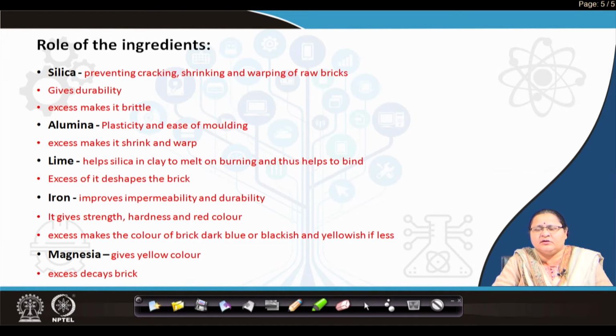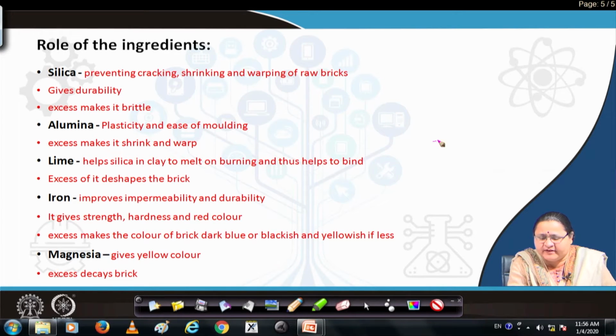What is molding? Every brick is molded out either by hand or by a machine. Every tile is also molded out. Every clay item is molded out. So, alumina gives plasticity to the item and it helps in easy demolding, and excess of it causes shrinkage and warpage. Warpage means it is a kind of defect where the item becomes wavy. So, it warps.